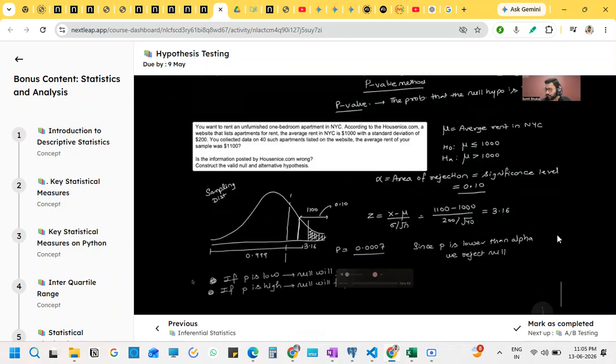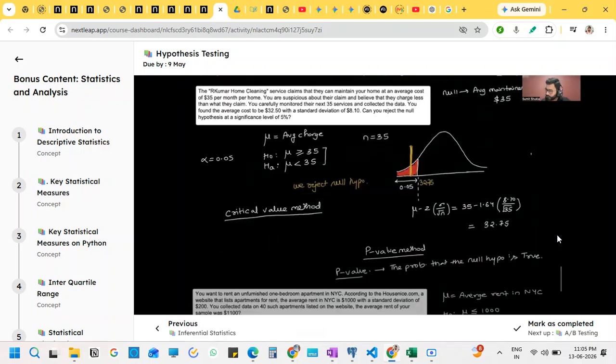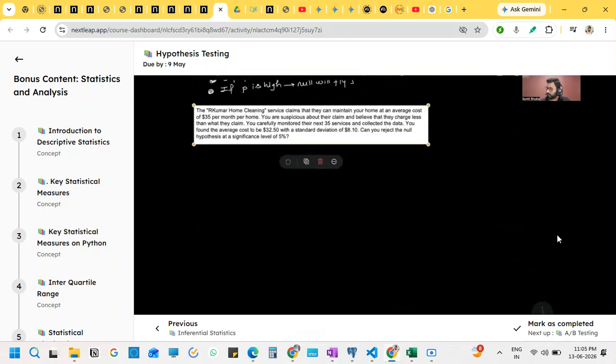Again, maybe this question is not clear to you. No problem, we'll solve one more problem. Let's make a copy of this. Again, my mean here represents the average maintenance cost. My alternative hypothesis is that the average maintenance cost is less than $35. Null is that the average maintenance cost is greater than or equal to $35, right? Now, what is the significance level alpha, which is also equal to the area of rejection? This is equal to 5%, which is 0.05.